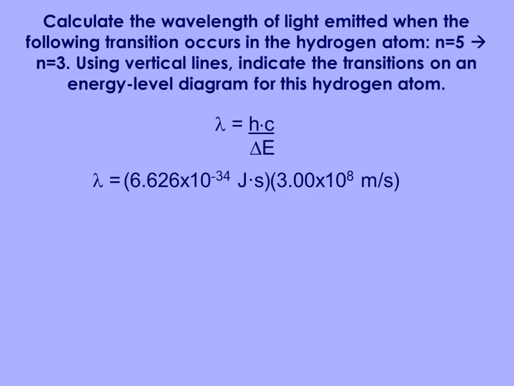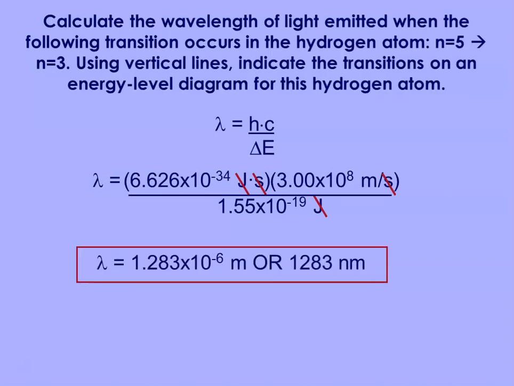And yes, we know it's an exothermic change, but wavelengths are only going to be positive values. So we can just take the absolute value of that energy transfer, 1.55 times 10 to the negative 19th joules. The joules cancel, the seconds cancel, and when we do our math through, we get that our wavelength is 1.283 times 10 to the negative 6th meters, or around 1283 nanometers. So this would be outside of your visible spectrum, because again, your visible spectrum is going to fall between 400 and 700 nanometers.